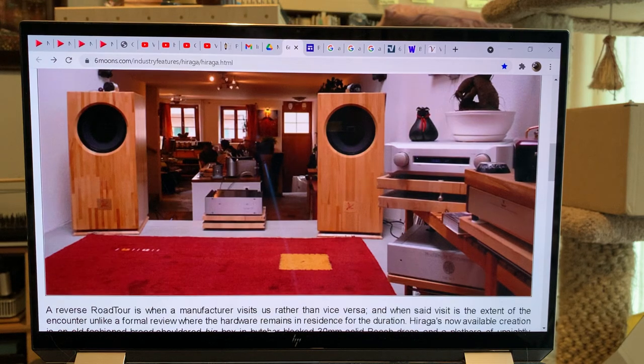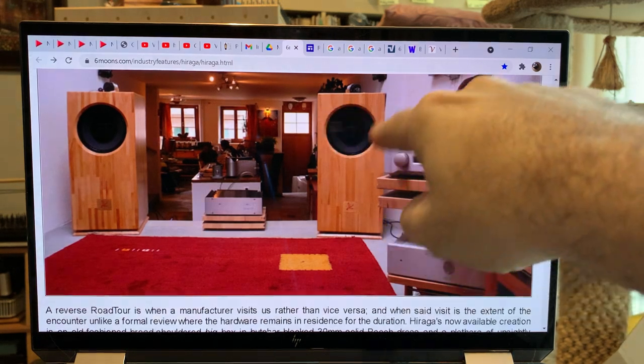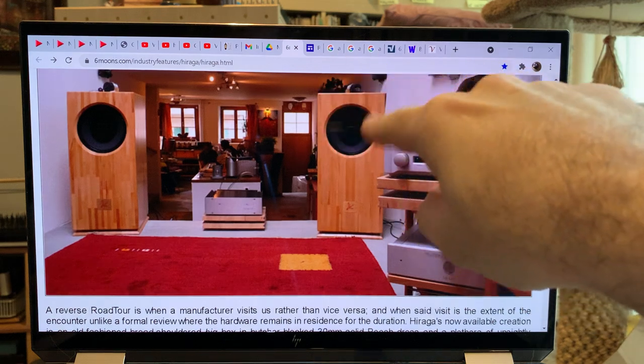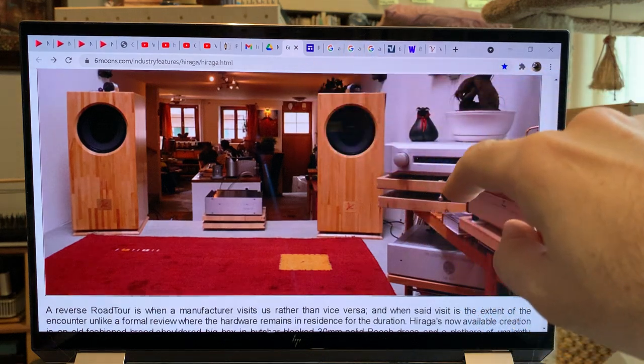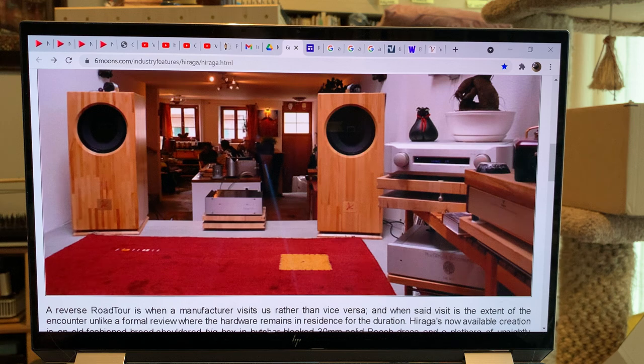Hi everyone, this is Real World Audio, and we are continuing our Jean Hiraga loudspeaker analysis, his 604 drivers that he's using, the Altec 604 drivers in a bass reflex cabinet. So now let's look at how he uses them.